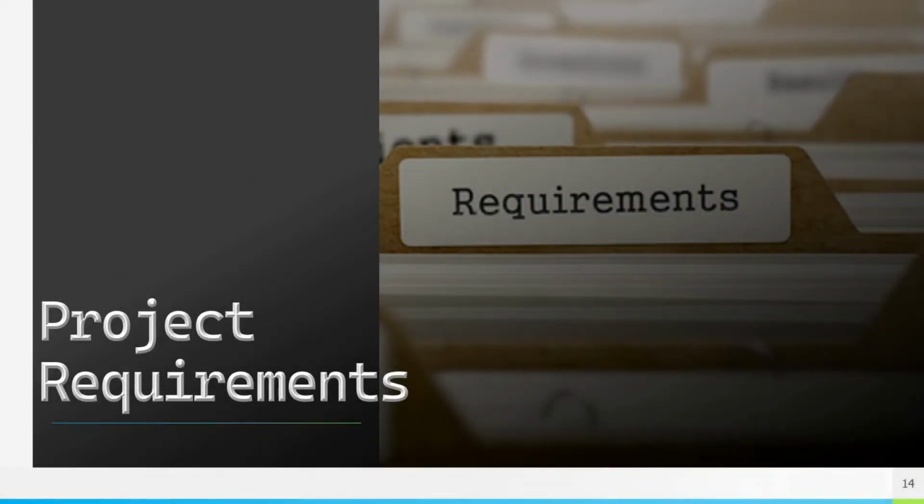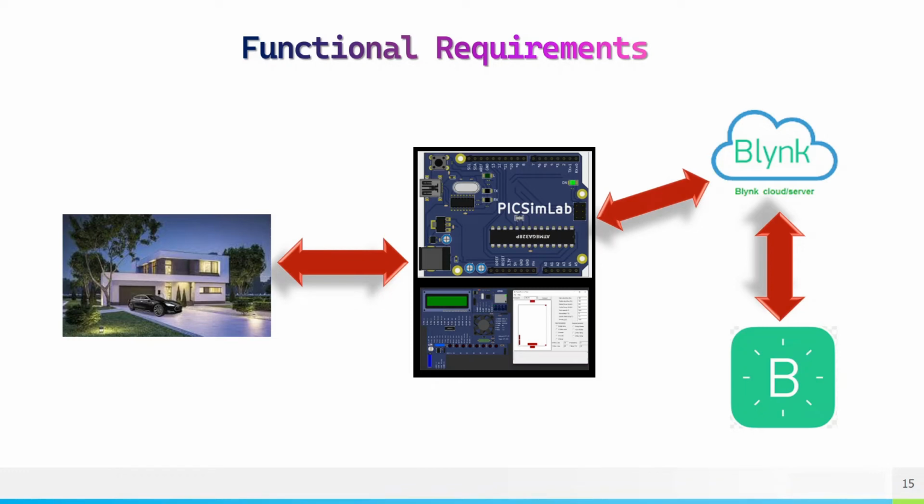Now let's talk about the requirements of the project. We are going to control garden lights, the temperature system and water tank. In order to control these things at home, these things need to be connected to a microcontroller. As the controller board, here we use Arduino Uno board.